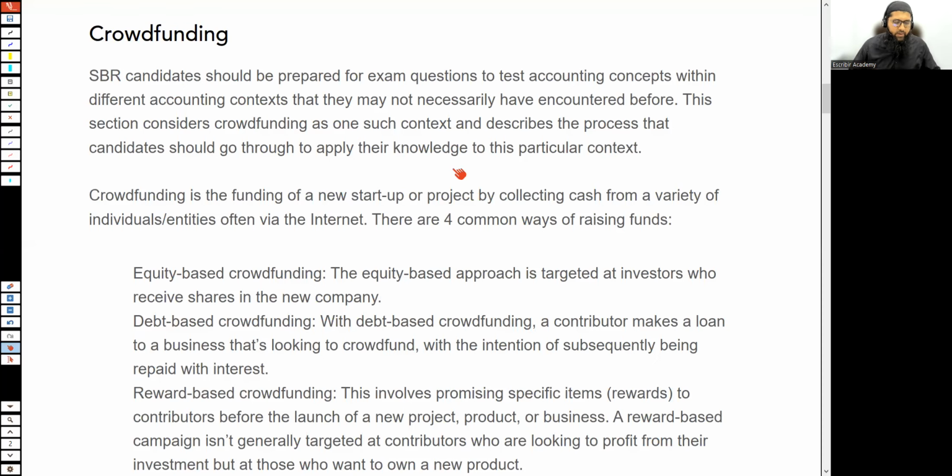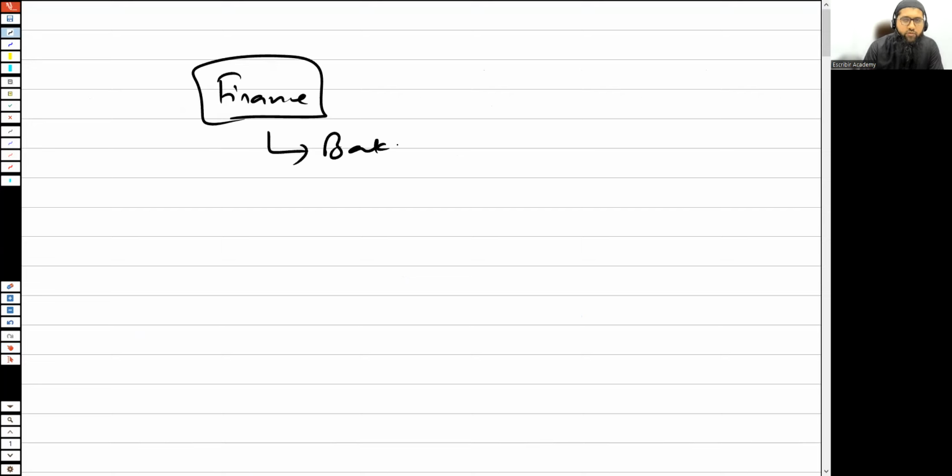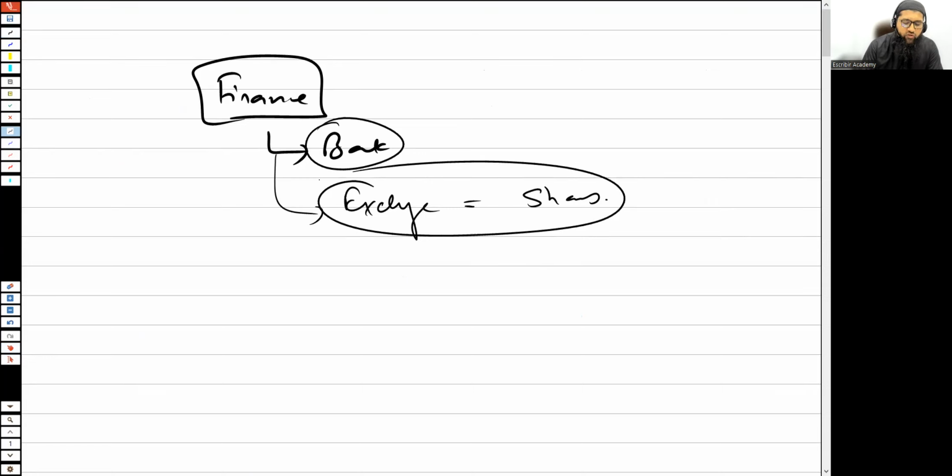So first of all, whenever you have a startup business, I mean, in fact, I would rather discuss in general what crowdfunding is going to be. See, if we need finance, what we generally do is go to a bank for debt finance, or go to an exchange where we would want to issue shares or bonds. But that is practically not possible for every single organization, especially those in their starting phase.